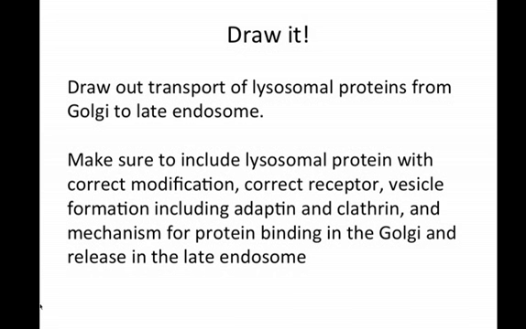Okay, so then it's going to pinch off, and then you're going to lose your clathrin, but you're going to have your mannose-6-phosphate receptor bound to your lysosomal acid hydrolase, and then it's going to do what? Where's it going to go? To the endosome, right? So it's going to go there.